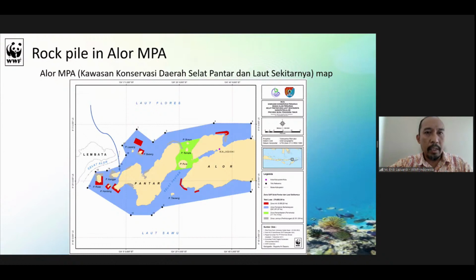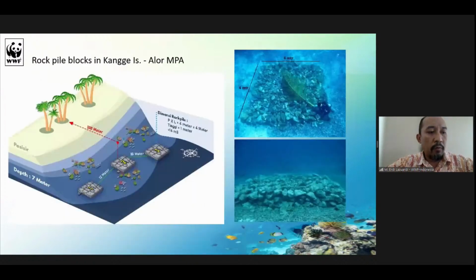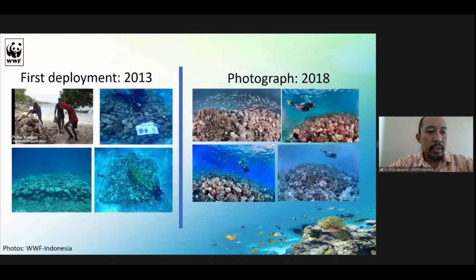So here, this is our MPA, established in 2015, and we have a rock pile in Kange Island deployed in 2013, where some area damaged by bombing fishing. We have 3 blocks with size of 16 cubic meters each. And then since then, unfortunately, we have never monitored until we have a chance to visit Kangye in year 2018 and documented. So these pictures can show you the difference after 5 years from 2013 and 2018.